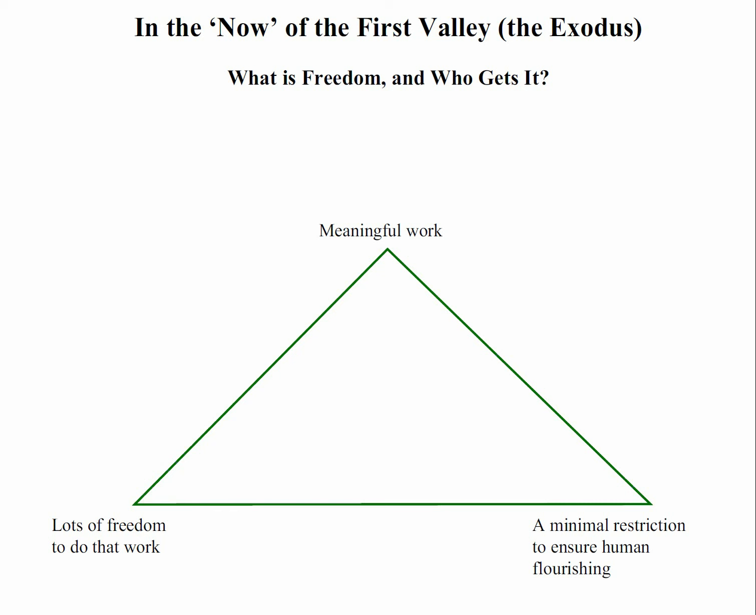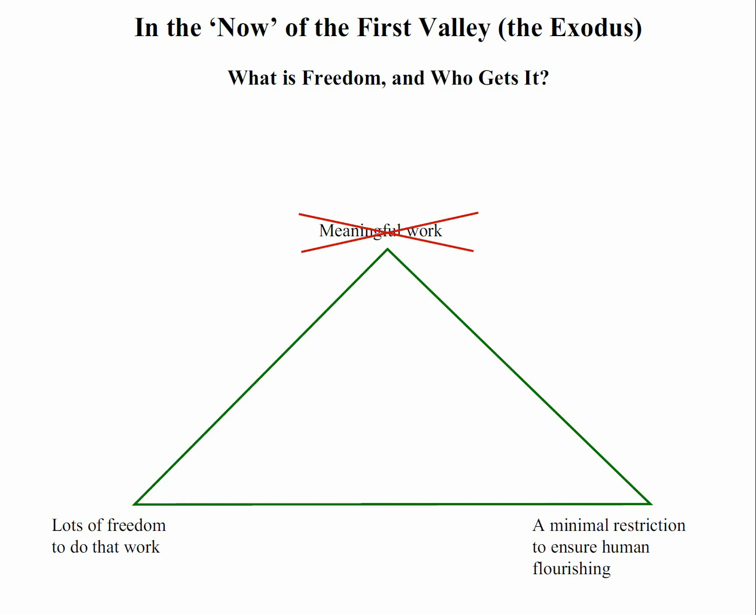But there is a minimal restriction. Now, the story never tells us how many trees are in this garden, but they can eat from any tree but one. So it's a minimal restriction that's there to ensure human flourishing, to make sure that they can be alive tomorrow to enjoy this. These three things must be in balance in our human experience.